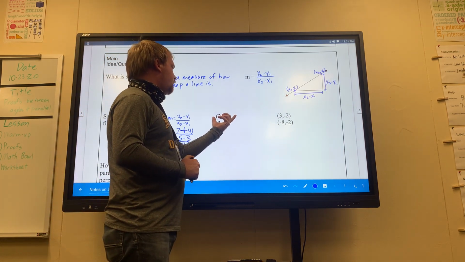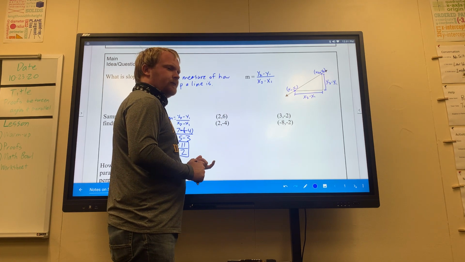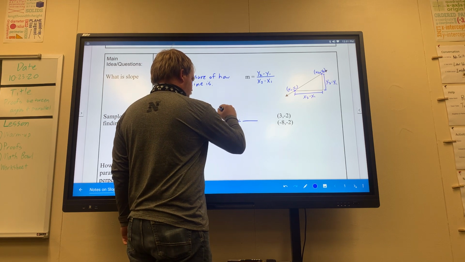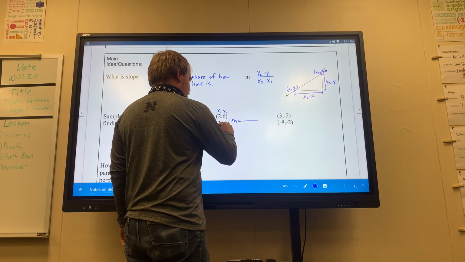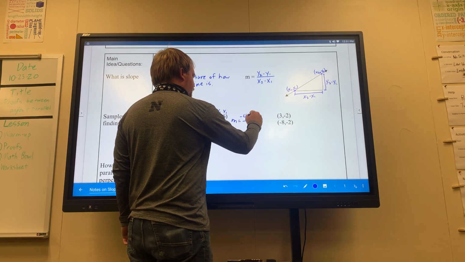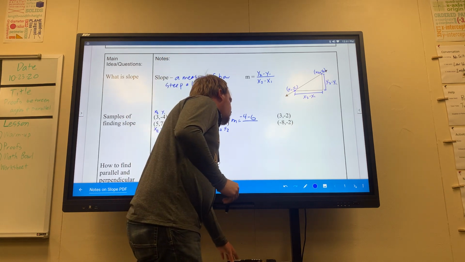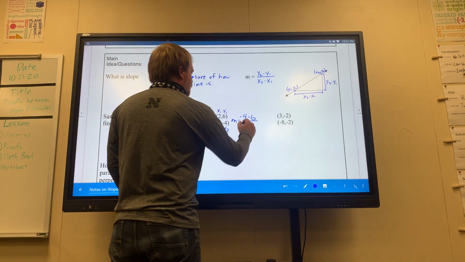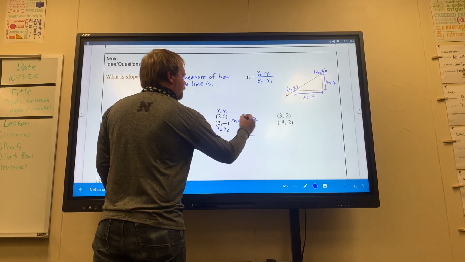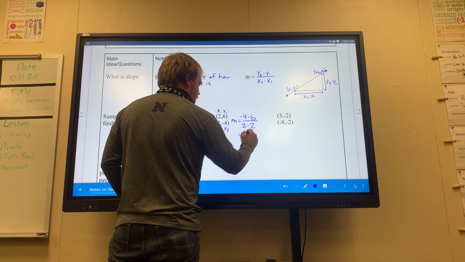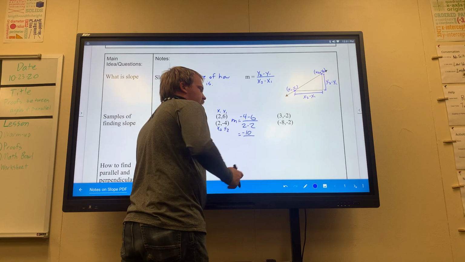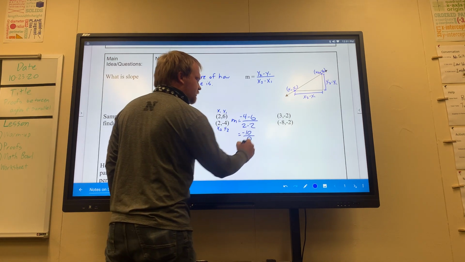Next, I have two different points at 2, 6 and 2, negative 4. So I want to plug this in accordingly. So x1, y1, x2, y2. So negative 4 minus 6, and then 2 minus 2. Well, I know that negative 4 minus 6 is negative 10. And then 2 minus 2 is 0.